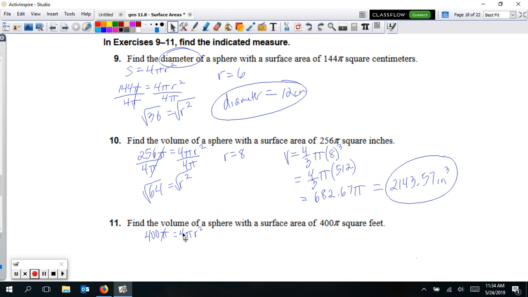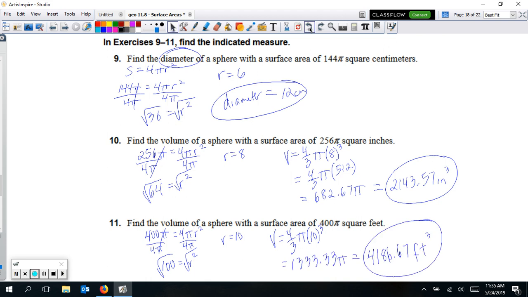Over here, 400 pi is equal to 4 pi times r squared, just our surface area formula. Divide by 4 pi, and 400 divided by 4 is 100, and then we take the square root of 100, so the radius is 10. Hopefully you got a radius of 10 on this one. When you plug that in, it's 10 to the third power, which is 1,000. So we can say 1,000 times 4 divided by 3, giving us 1,333.33, with the 3 repeating, times pi. So there's our answer in terms of pi. Here's our answer as the decimal answer with feet cubed.